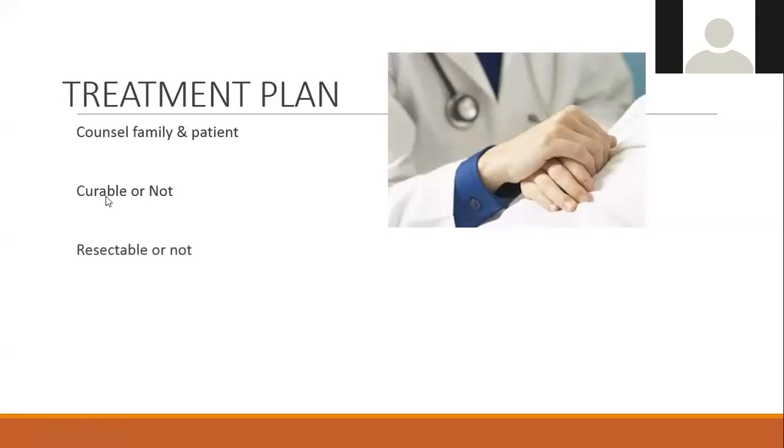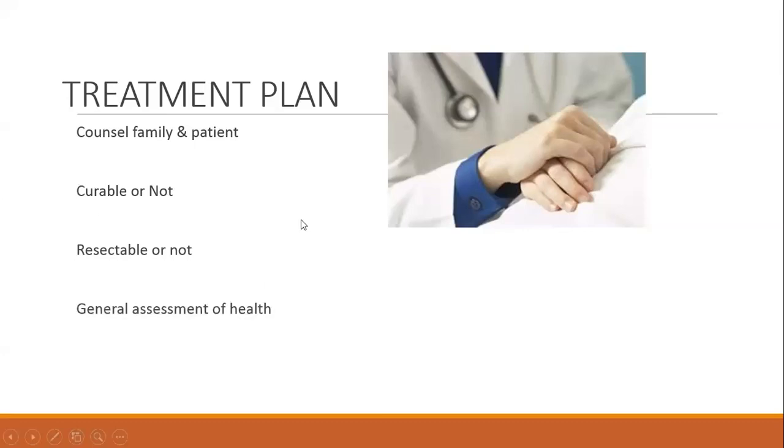So you are thinking, okay, whether I will be able to remove the tumor. When I say resectable, whenever we are doing the tumor surgery, we must remove the whole tumor with 5 millimeter margin. If we cannot do that, then there is no point in doing surgery. So these are the factors. So you counsel the family, assess mentally whether it's curable, resectable, and the general assessment of health. If patient is 90 plus or 80 plus with a very poor health, obviously I will not operate even if it is resectable or curable.